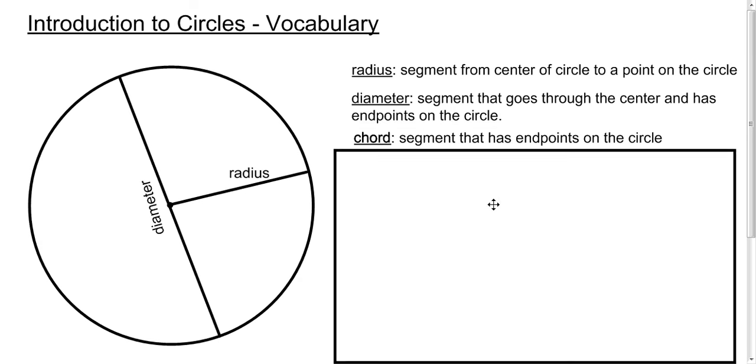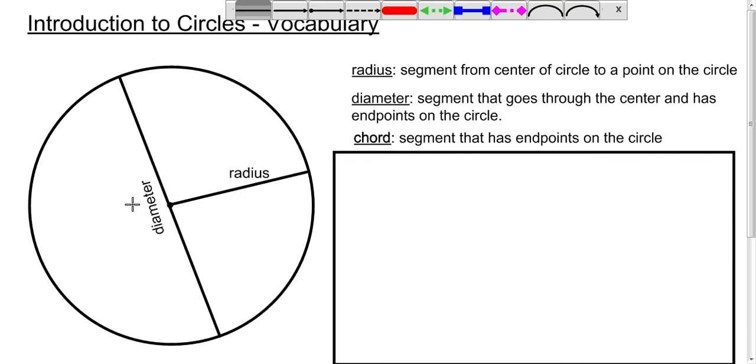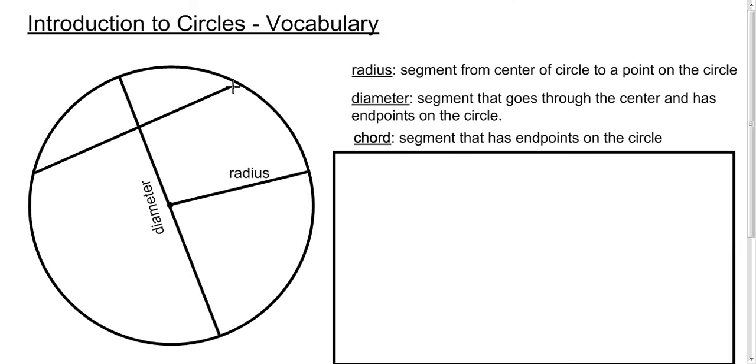The next term is called a chord. This may be new to you. A chord is a segment that has endpoints on the circle. A lot of people think of it as kind of like a diameter, but it doesn't have to be right through the middle. So this is a chord segment. It has endpoints on the circle here and here, and it has to stop at both ends. So that is a chord.